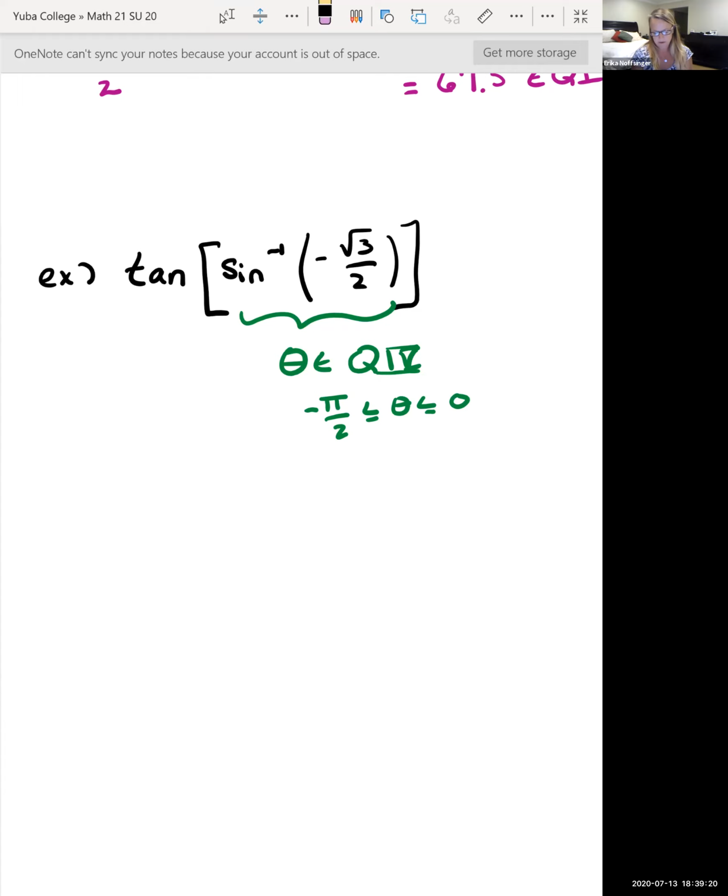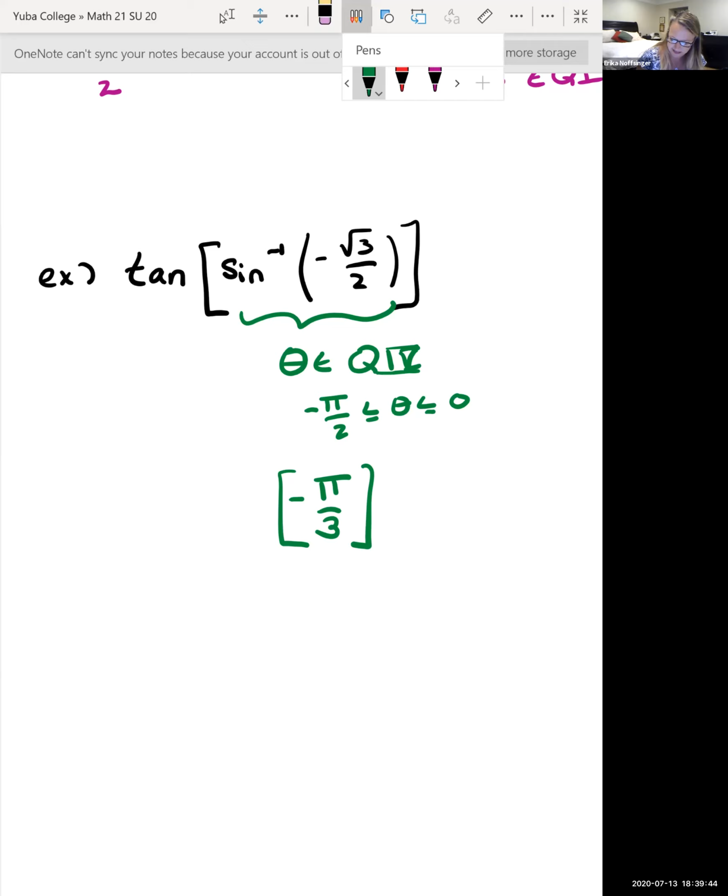So think to yourself, what gives us a positive √3/2? Sine of what value? 60 degrees or π/3. But it's negative, so it's going to be negative π/3. So we're actually looking at tangent of negative π/3. Tangent of positive π/3 is √3. But tangent's negative in quadrant 4, so this is negative √3.